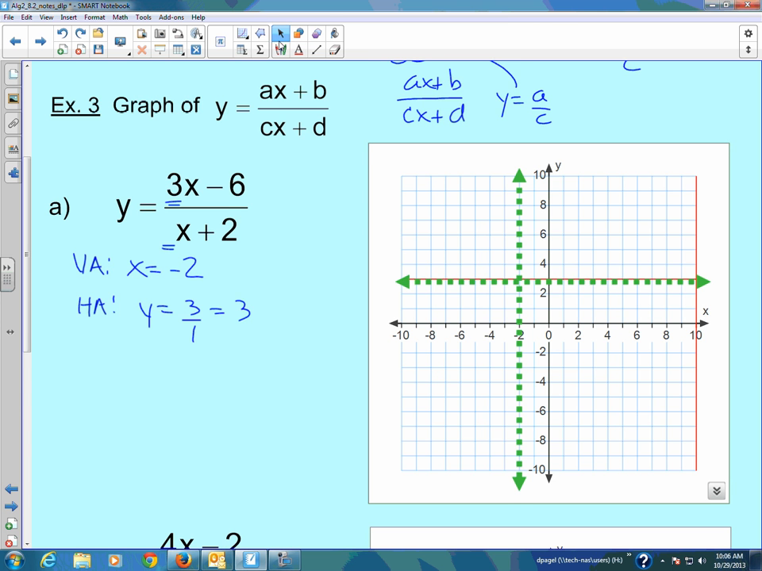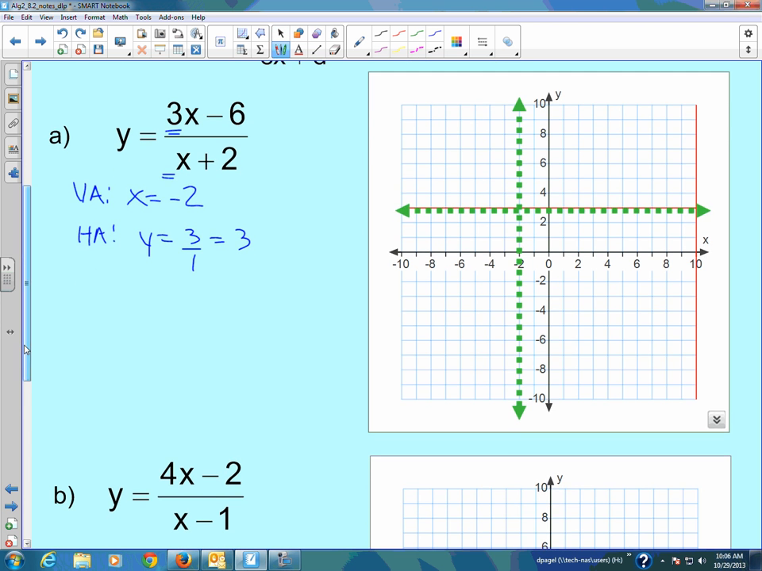Testing some points. Okay, we look at our vertical asymptote to determine what x's I'm going to use. And let's say we did a, let's just do a negative 8 again. And then -3. And then -1. And then maybe 6.